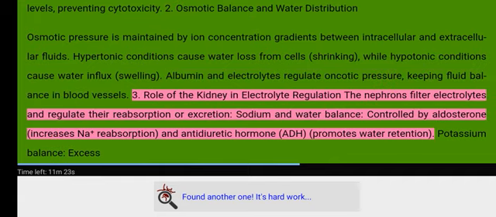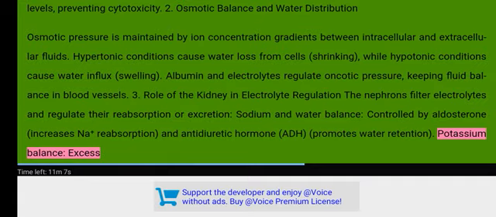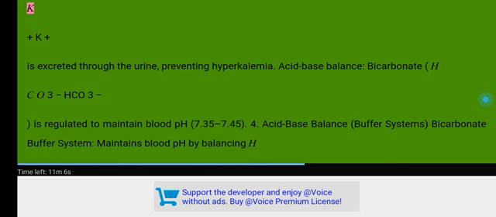3. Role of the kidney in electrolyte regulation. The nephrons filter electrolytes and regulate their reabsorption or excretion. Sodium and water balance: aldosterone increases Na+ reabsorption, and antidiuretic hormone, ADH, promotes water retention. Potassium balance: excess K+ is excreted through the urine, preventing hyperkalemia. Acid-base balance: bicarbonate, HCO3-, is regulated to maintain blood pH 7.35-7.45.